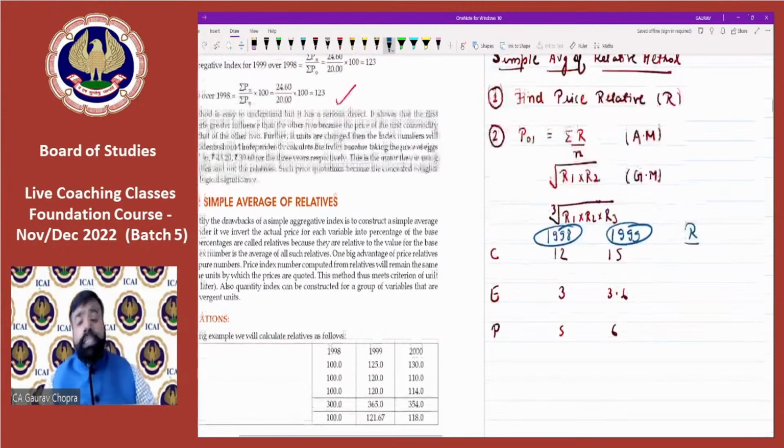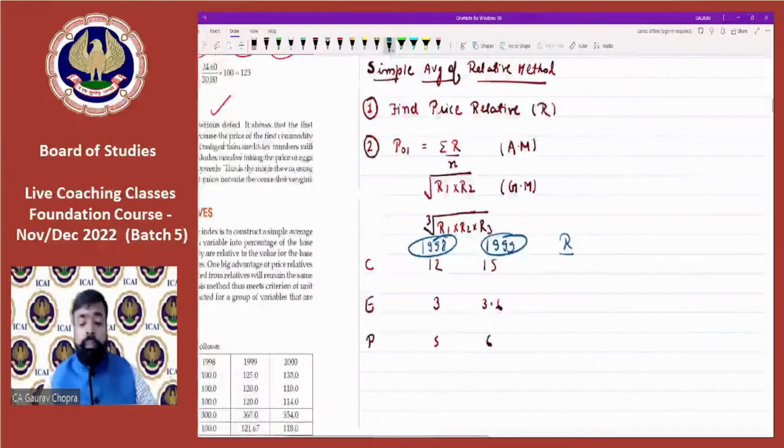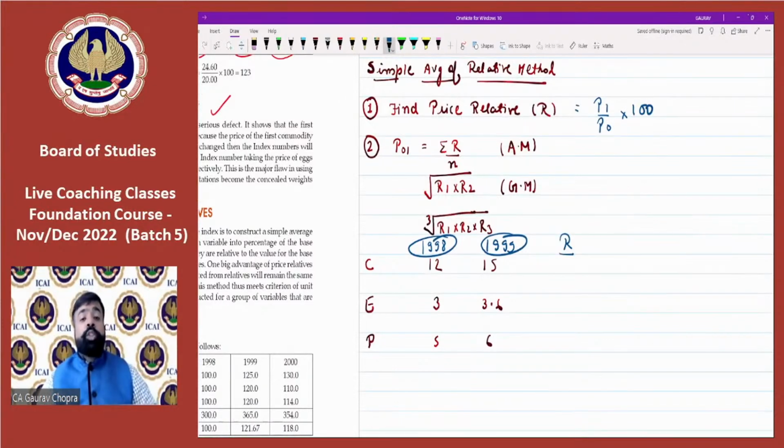Now how to find this relative? This relative is nothing but the same formula, P1 upon P0 multiplied by 100. So this relative is simply the ratio of prices. In numerator, we are writing price of current year, and in denominator, we are writing the price of base year. So here we can say that to calculate relative, 15 upon 12 multiplied by 100.